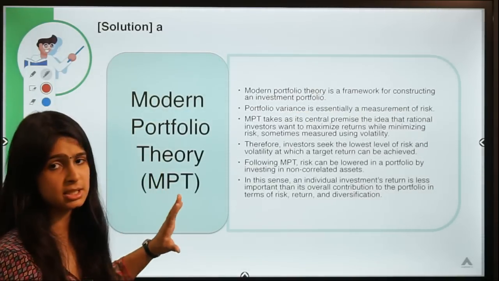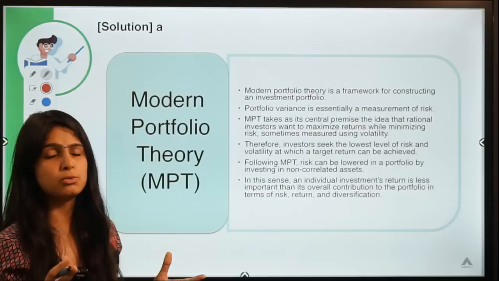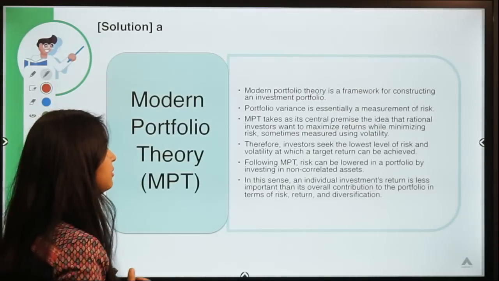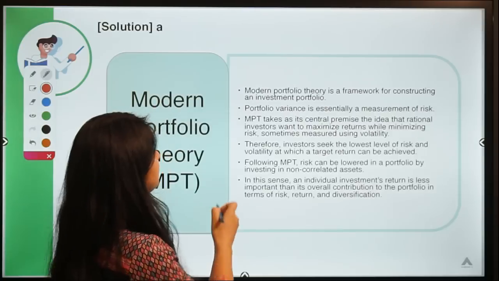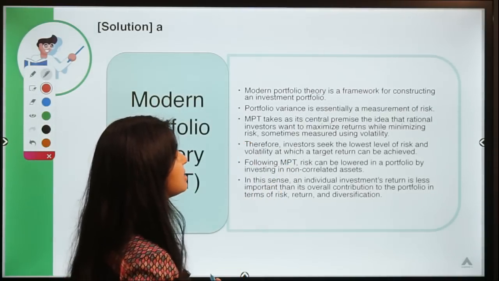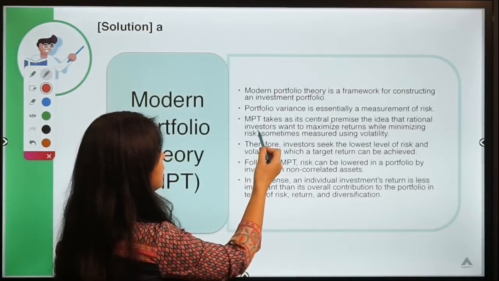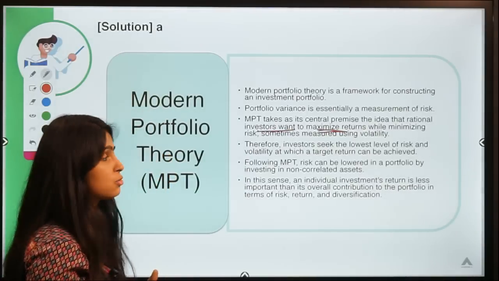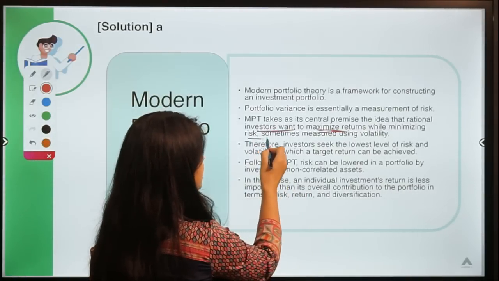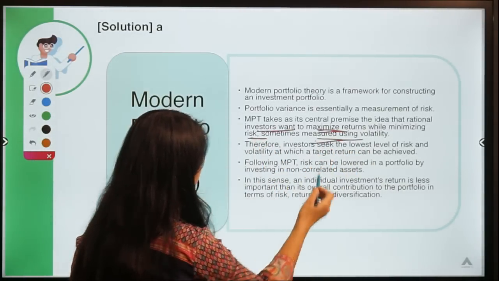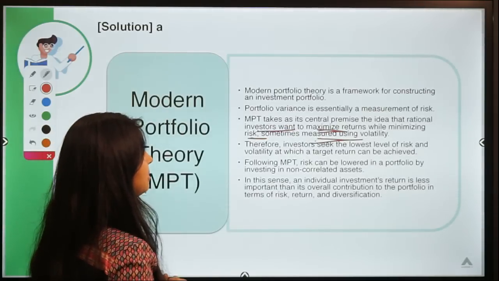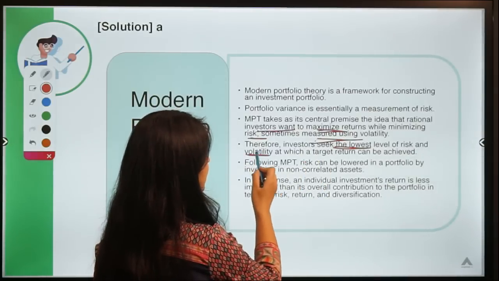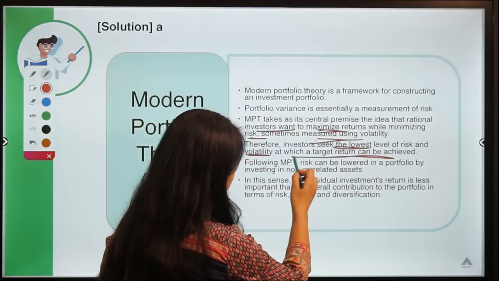So variance is a statistical term. All of you who have knowledge of statistics must be familiar with this term, that it is the square of standard deviation. Okay, let's not get into that. MPT takes as its central premise the idea that rational investors want to maximize returns, that a normal investor wants to maximize returns while minimizing risk, sometimes measured using volatility. Just as I told you in the example, investors seek the lowest level of risk and volatility at which a target return can be achieved.